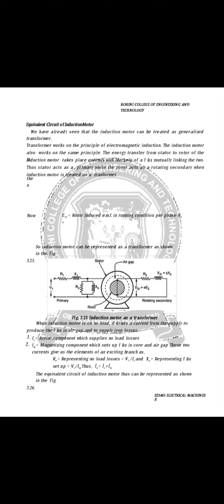In running condition, the induced EMF in the rotor becomes E2R, which is the rotor induced EMF in running condition. R2 is the rotor resistance per phase. X2R is the rotor reactance per phase. R1 is the stator resistance per phase. X1 is the stator reactance per phase.